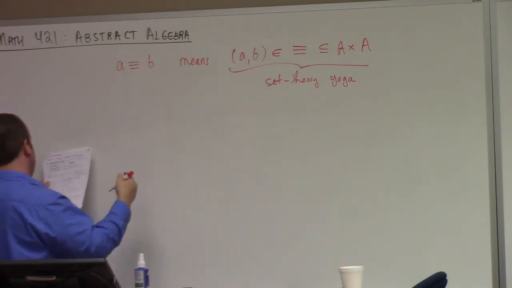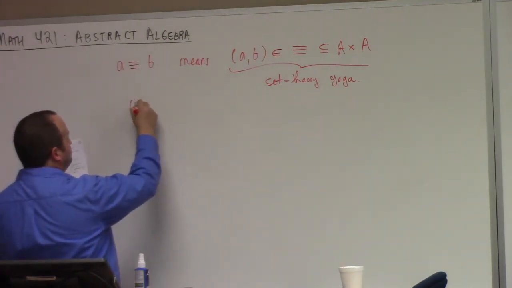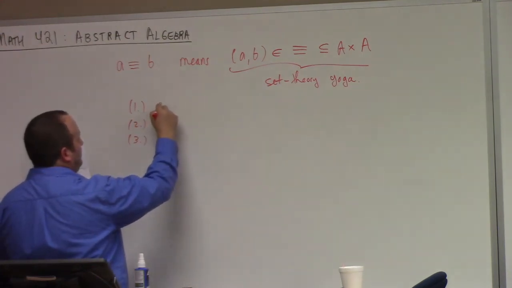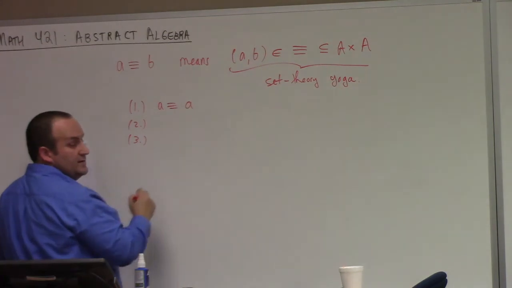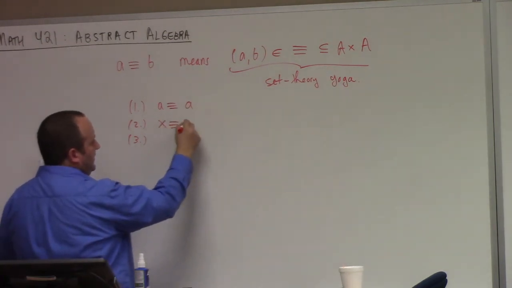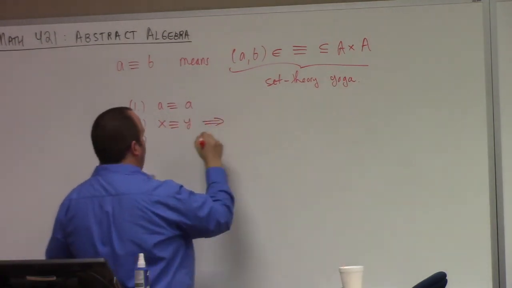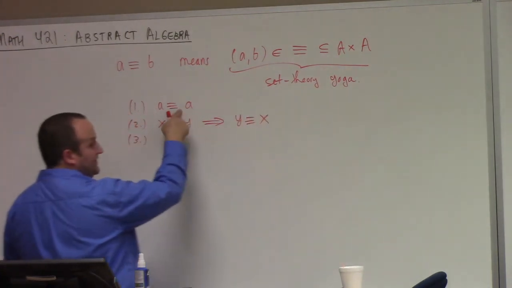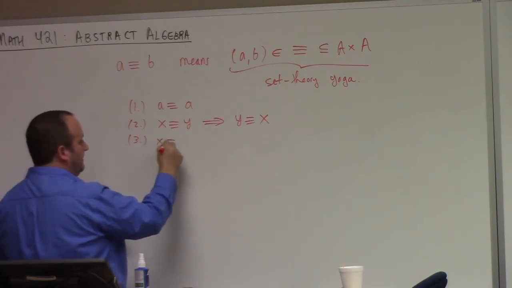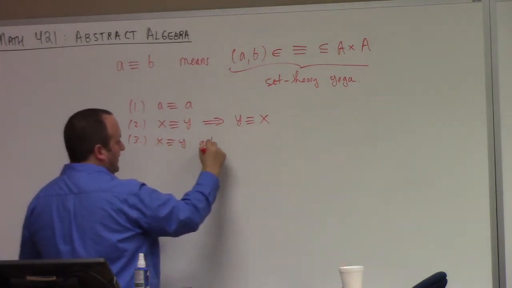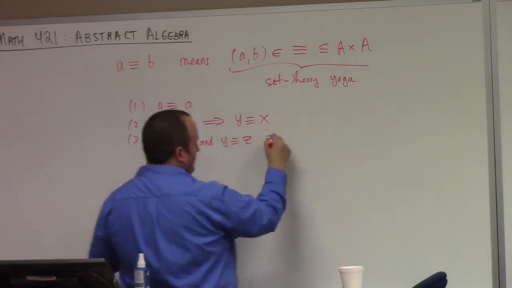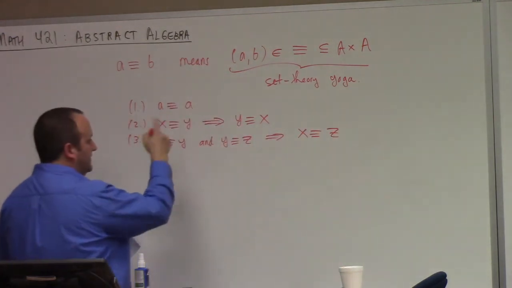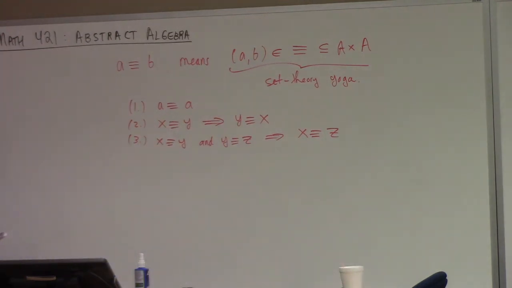And this has to have three things, right? What are the three things you have to have? Reflexive, right? A is equivalent to A. Also, if X is equivalent to Y, that implies Y is equivalent to X, so this is called symmetric. Reflexive, symmetric, and then what's the third one? X equivalent to Y and Y equivalent to Z implies X is equivalent to Z. So reflexive, symmetric, and transitive.